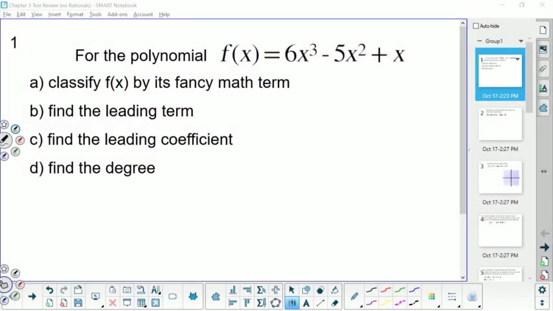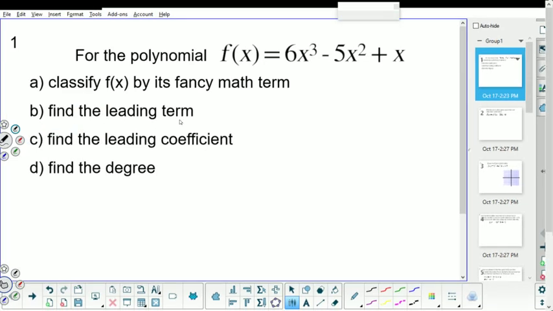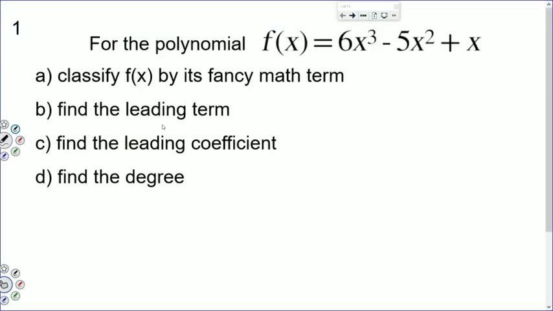All right, so question 1 is asking for the polynomial given, classify it by its fancy math term, find the leading term, find the leading coefficient, and find the degree. So the fancy math term, since this is a third degree equation, this is a cubic polynomial. Cubic. Okay. Find the leading term.